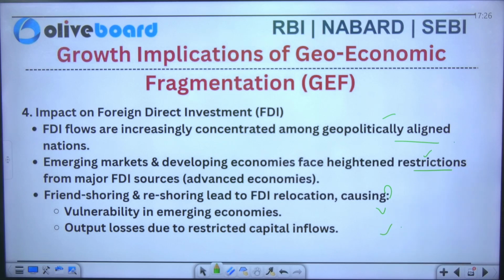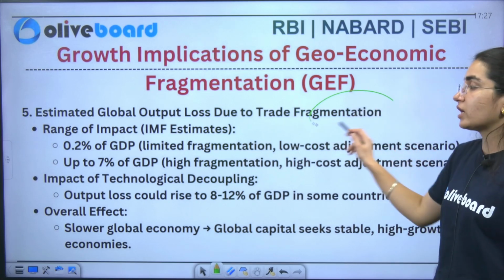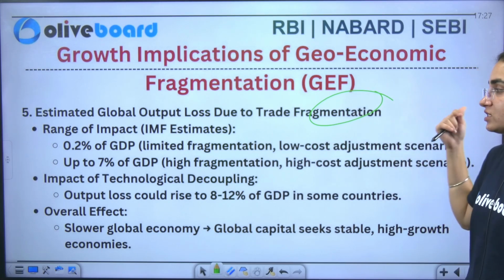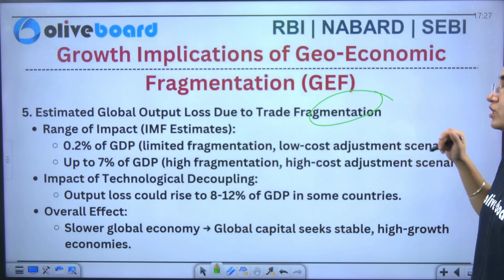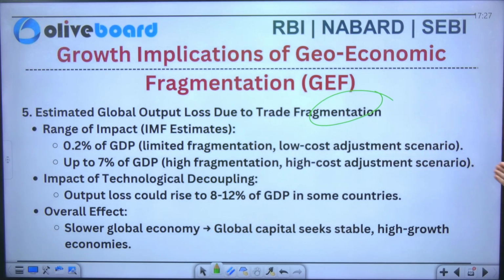Output losses due to restricted capital inflows. Estimated global output loss due to trade fragmentation. You can say the range of impact, according to IMF estimates, is from 0.2% of GDP up to 7% of GDP, related to a high fragmentation, high cost adjustment scenario.